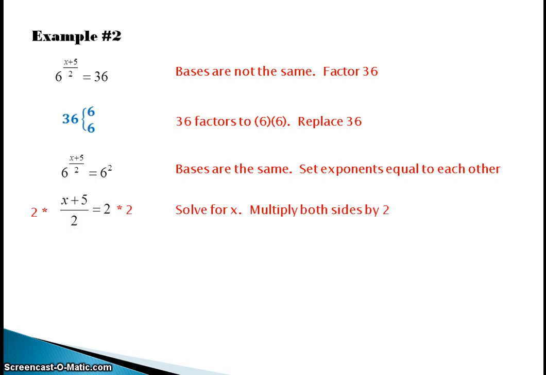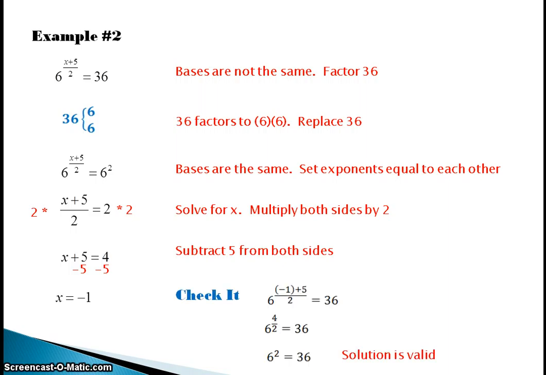In this case, I'm going to start by multiplying by 2 and then subtracting 5 from both sides, and I get x is equal to negative 1. Remember that you need to check your answer, and so I'm going to substitute negative 1 back into the original equation every place I see x, and I'll end up with 6 to the negative 1 plus 5 divided by 2 power is equal to 36.